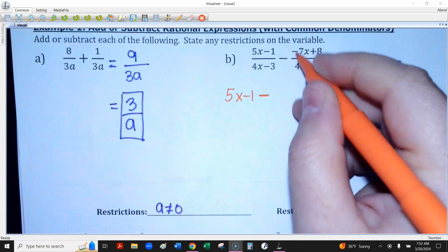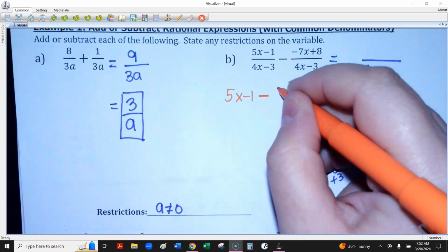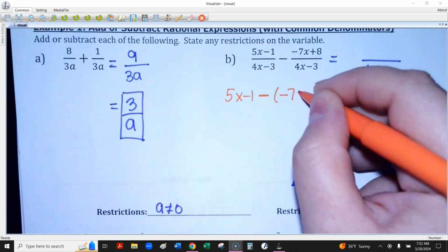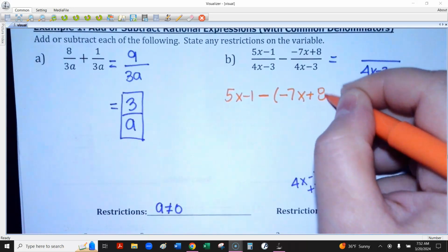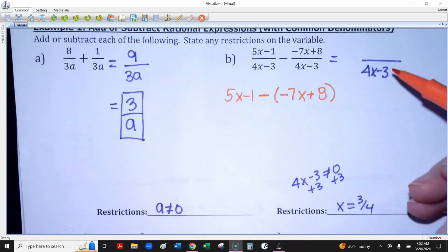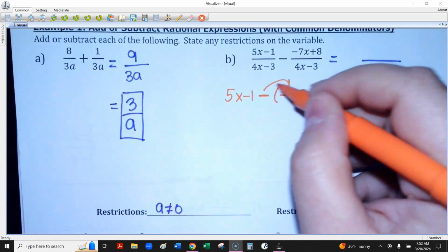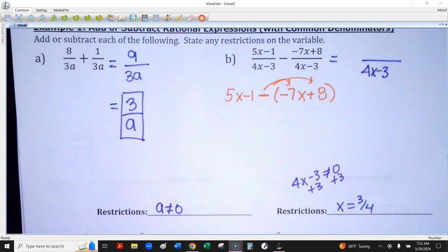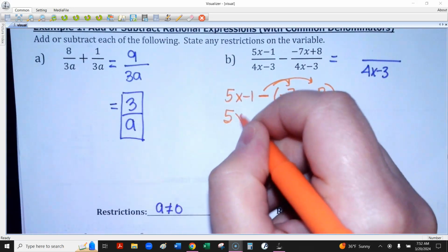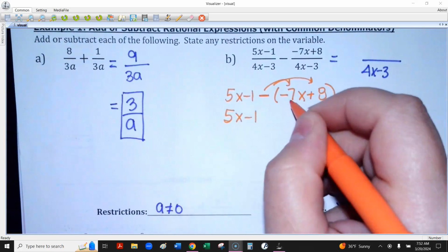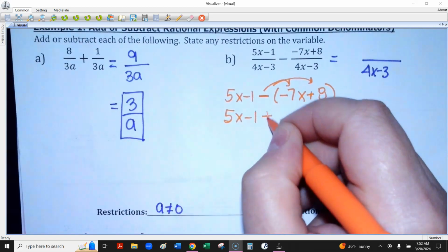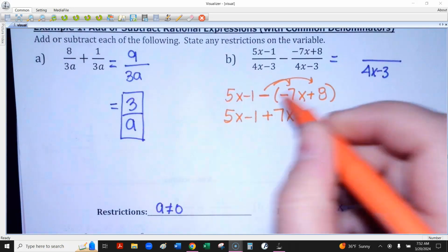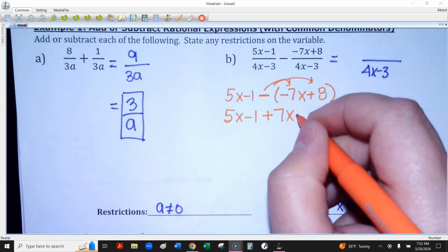If this has more than one term, which it does, just put that second numerator in parentheses, because you have to make sure you subtract both of those terms. So it's just like distributing a little -1. I'm going to have 5x minus 1 minus the negative 7x, which is actually going to turn into plus 7x. Minus a positive 8 is minus 8.